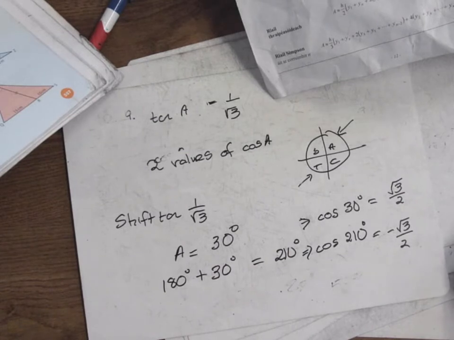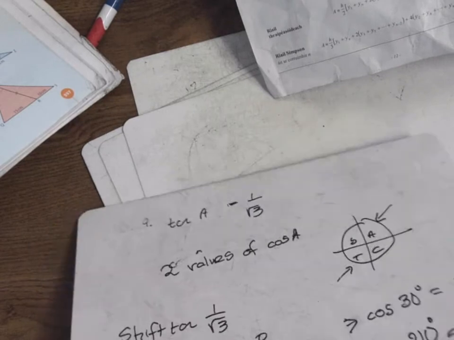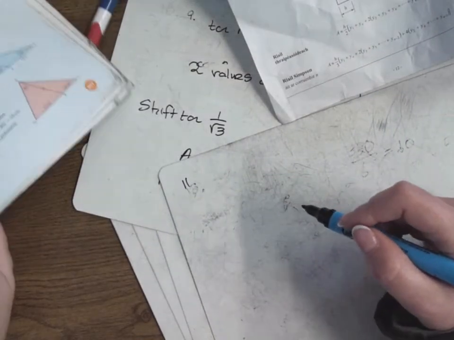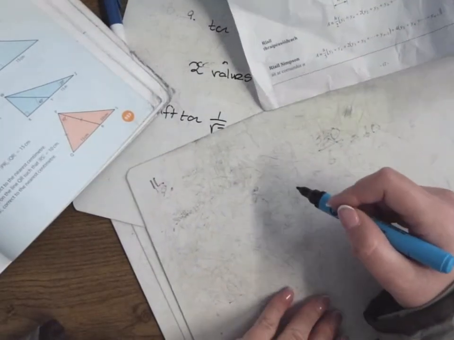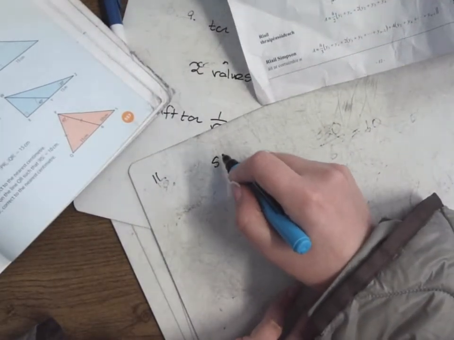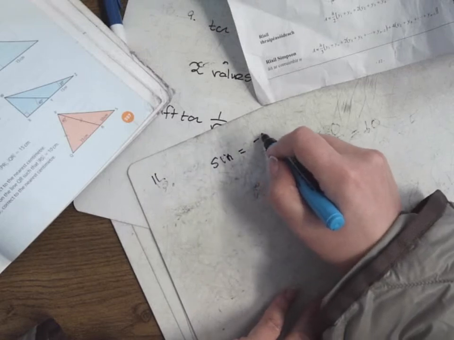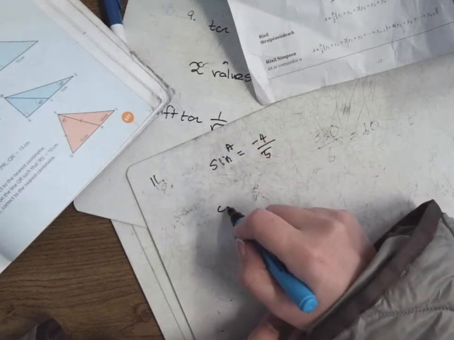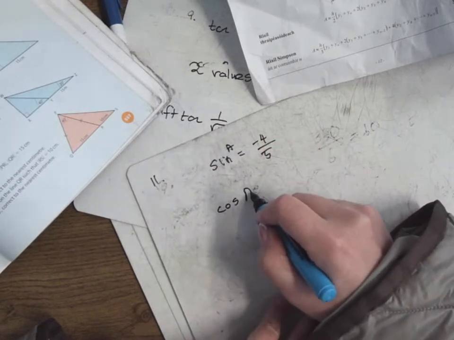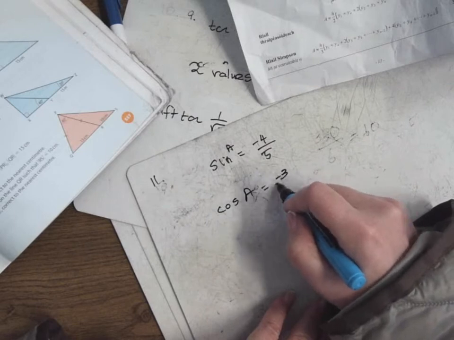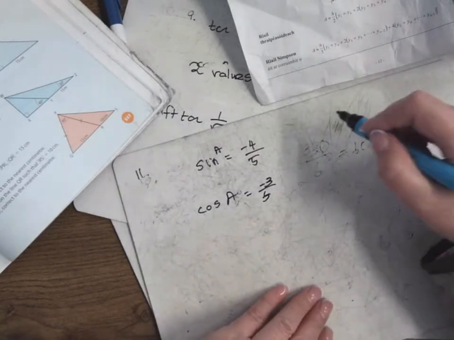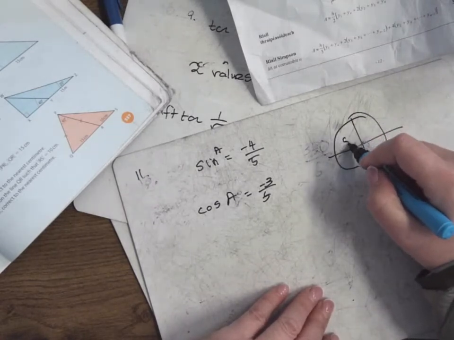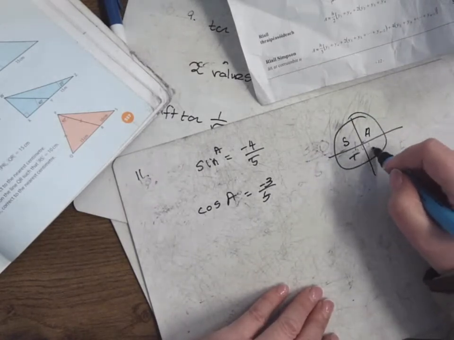Number 11? Yeah, okay. So number 11 is: find A correct to the nearest degree. So sine A is minus 4/5 and cos A is minus 3/5. So there's actually only one answer here, right? Okay, so basically you need your unit circle. So you need CAST.